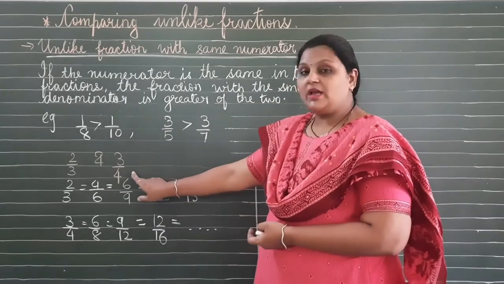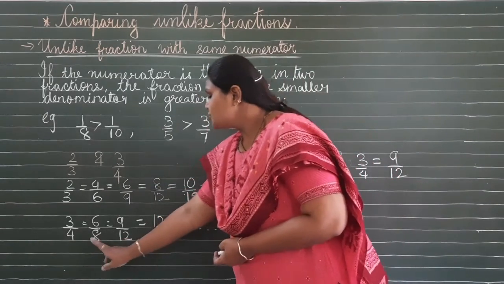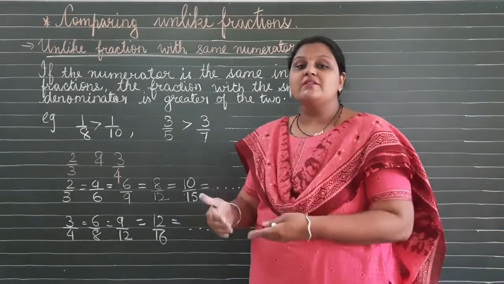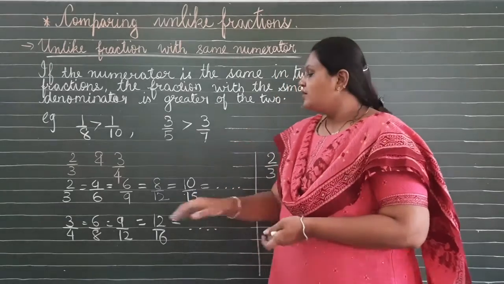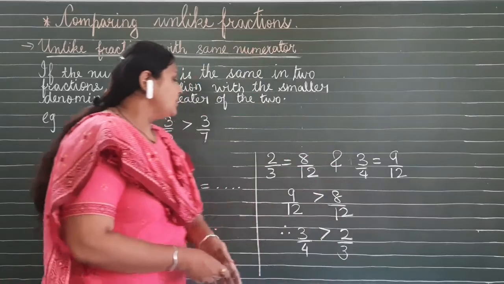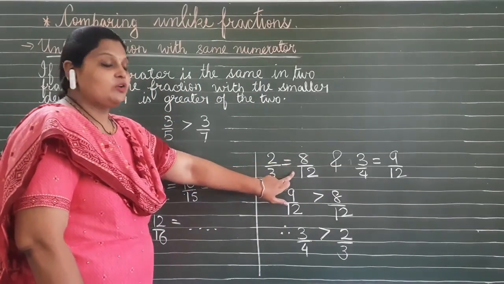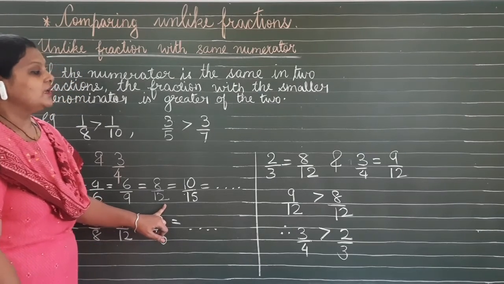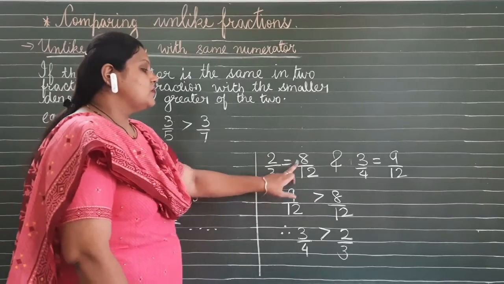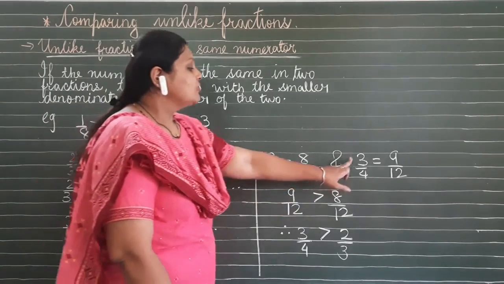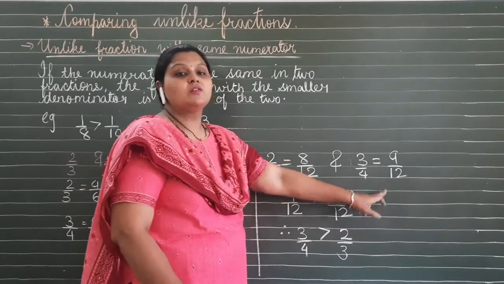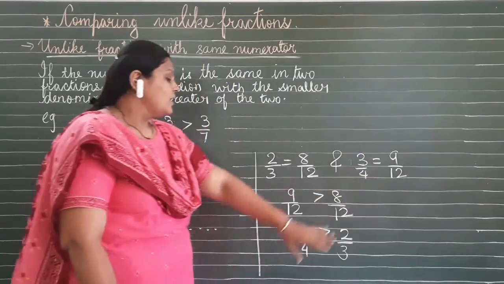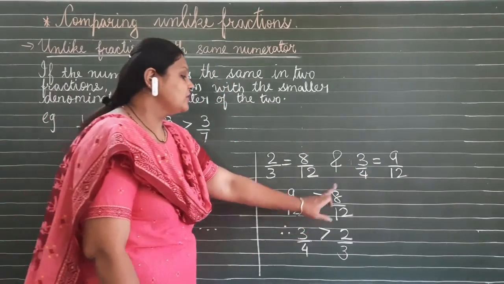Similarly, we will find out for 3 upon 4 by multiplying 2 upon 2, 3 upon 3, and 4 upon 4. We have to multiply the fractions till we get equal denominator. Now, in this case, we are getting 2 upon 3 equals 8 upon 12. In this, both we are having 12 and 12 as a common denominator. So, 2 upon 3 is equal to 8 upon 12, whereas 3 upon 4 is equal to 9 upon 12. Now, we will compare 8 upon 12 and 9 upon 12. Here, 9 upon 12 is greater than 8 upon 12.